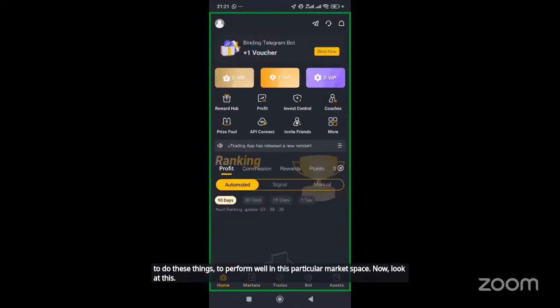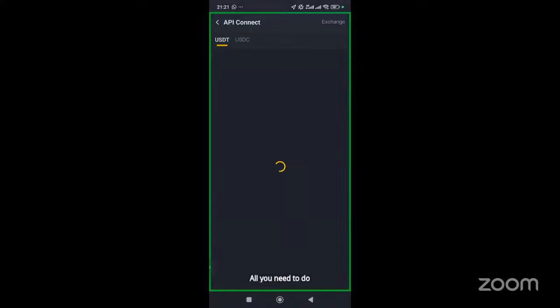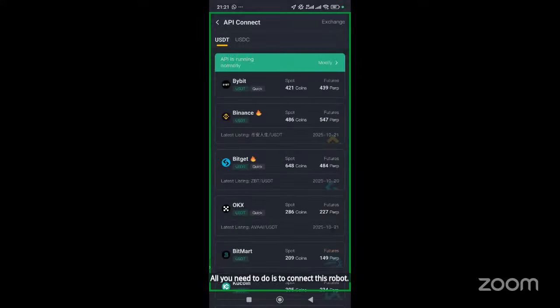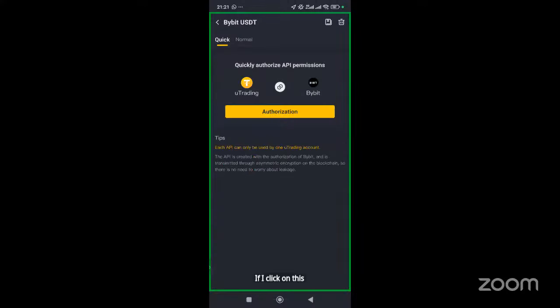Once you have downloaded any exchange of your choice, like Binance or Bybit or BitGet, all you need to do is to connect this robot to your exchange, giving it trading permission. Trading permission, we call it API connection. If I click on this Bybit, it will bring me to this place where it shows me quick and normal. So on this quick and normal, you will see authorization. If I click on authorization, it is meant to connect me automatically to this exchange, and I'm good to go.